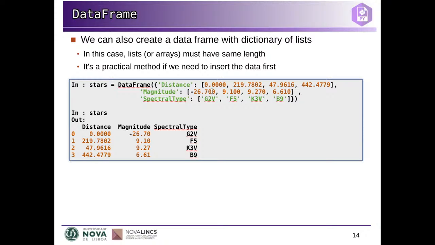But this is a practical method if you need to create a table cumulatively. For example, you're reading from files, gathering together different data. You can just create one list for each column, add everything to the corresponding lists, and then call data frame and create your data frame like this. This is an example using stars. This is the distance from the sun in light years, this is the apparent magnitude, and the spectral type. If we have these three sets of values, we choose the names of the columns in the dictionary, and when we create a data frame, we have this table with an index created automatically. We did not specify an index. We could have specified an index too, but we did not, so it was created automatically here.